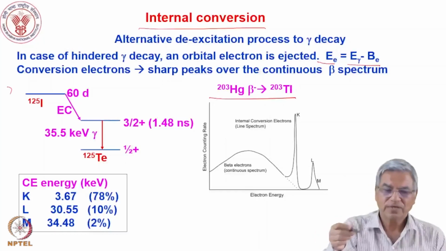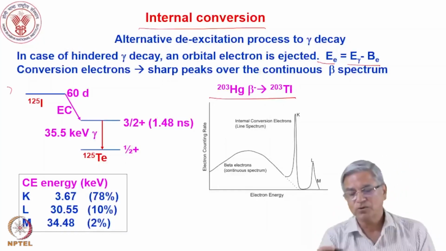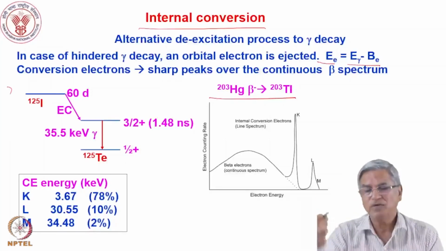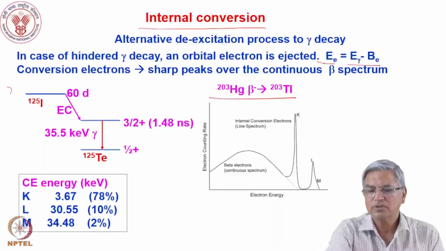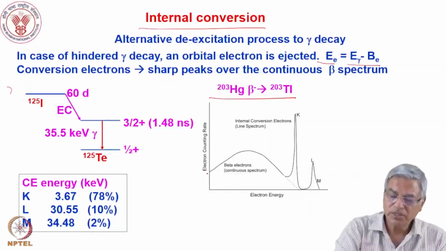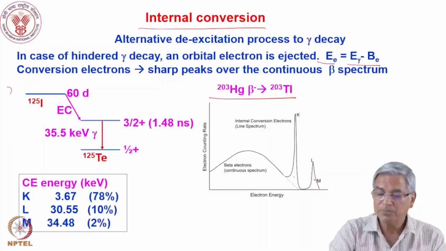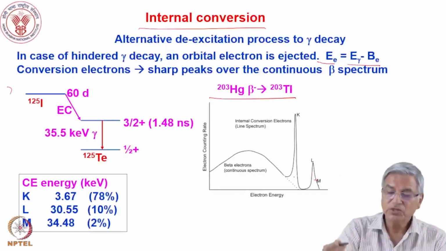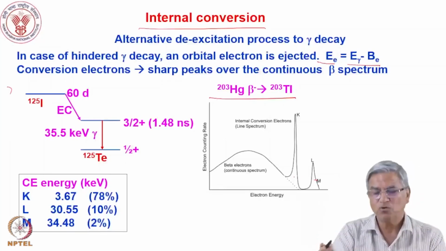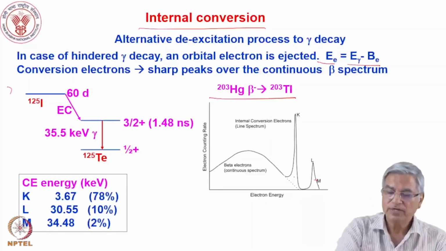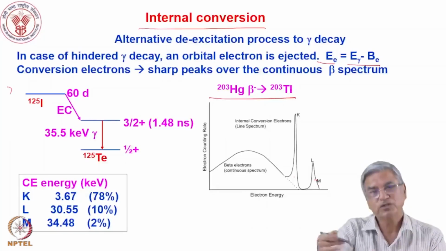Then these conversion electrons, the K electron, L electron, M electron, will have sharp energy because their energies are well defined. The energy of the gamma ray electron, the K electron, is the gamma ray energy minus the binding energy of the electron, which is well defined. So over a continuous spectrum, you will see these sharp peaks due to K electron, L electron, and M. The energy of the K shell electron that is emitted will be lower because its binding energy is higher. The higher the binding energy of the shell, the lower the energy of the electron. So different conversion electrons appear over the continuum spectrum.